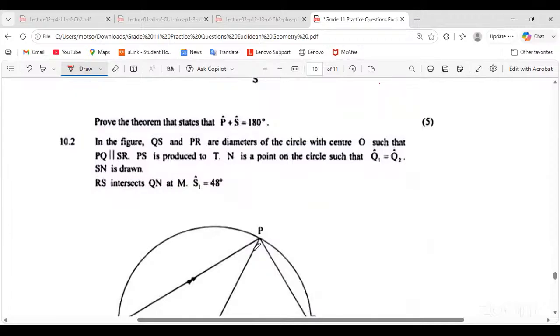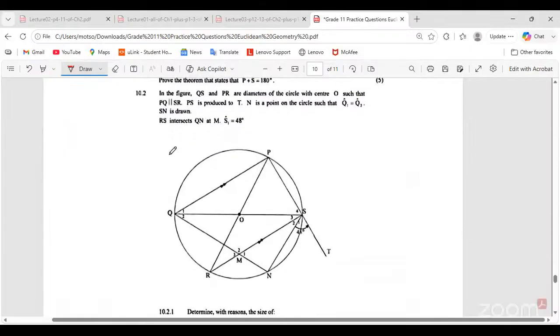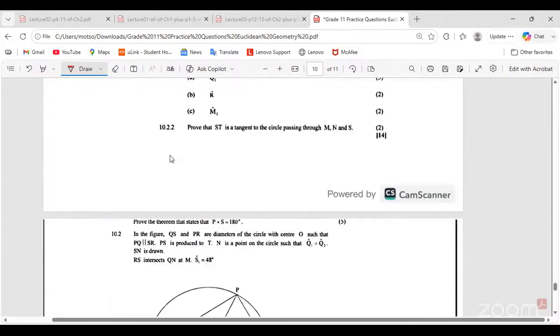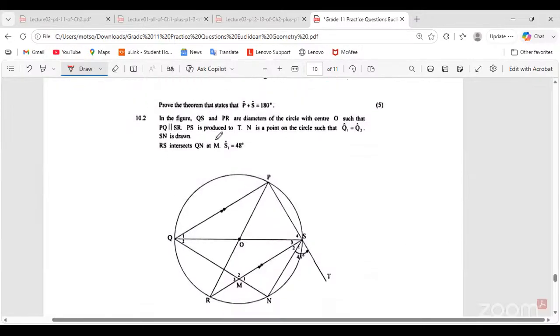So 10.2 says to us, in the figure, let us see the figure. QS and PR are the diameters of the circle with the center O such that PQ is parallel to RS. PS is produced to T.